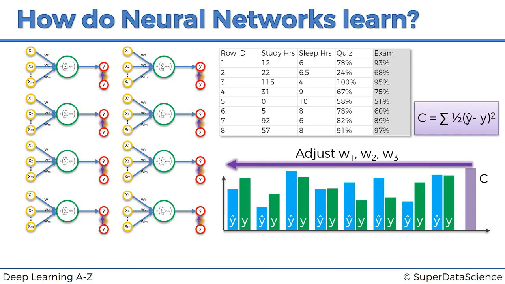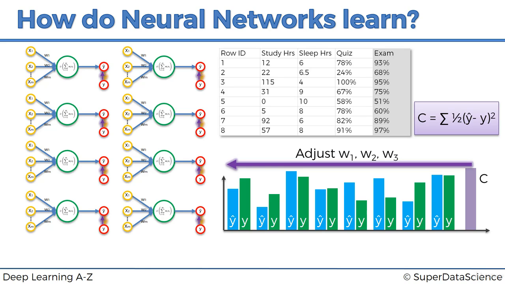And the important thing to remember here is that all of these perceptrons, all of these neural networks, is actually one neural network. So there's not 8 of them, there's just one. And when we update the weights, we're going to update the weights in that one neural network. So basically the weights are going to be the same for all of the rows. It's not the case that every row has its own weights. No, all of the rows share the weights. And so that's why we looked at the cost function, which is the sum of the squared differences. And then we updated the weights.